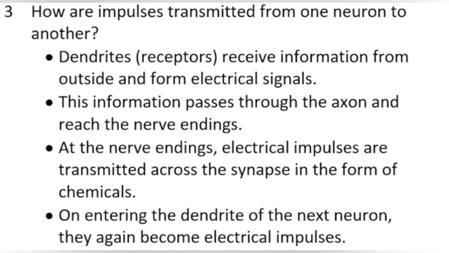How are impulses transmitted from one neuron to another? You know that its dendrites or receptors receive information from outside and they convert this information into electrical signals. Then this information passes through the axon and reaches the nerve endings. At the nerve endings, these electrical impulses are transmitted across the synapse in the form of chemicals. So the transmission of nerve impulse is in the form of electrochemical impulses. On entering the dendrite of the next neuron, they again become electrical impulse.